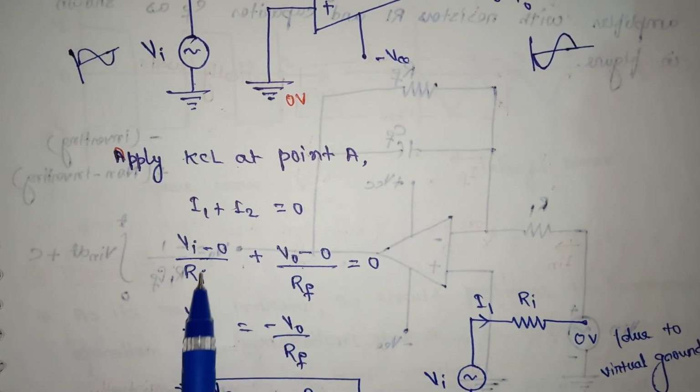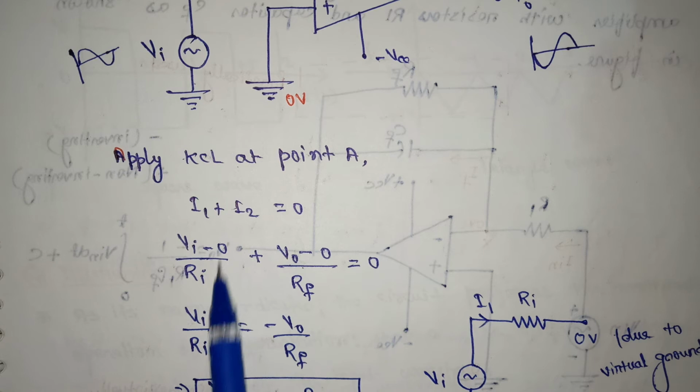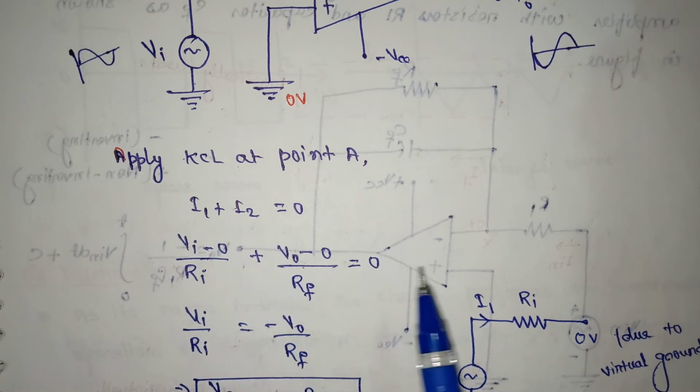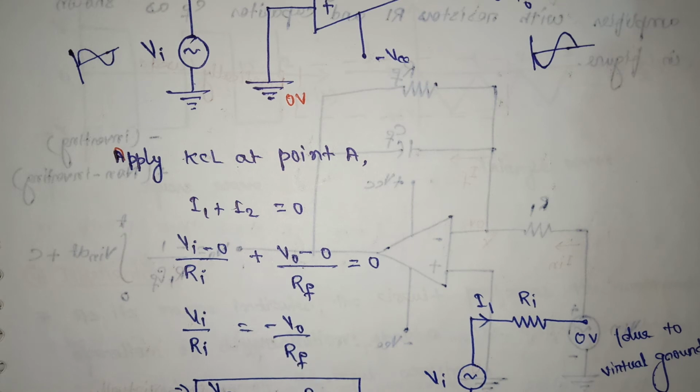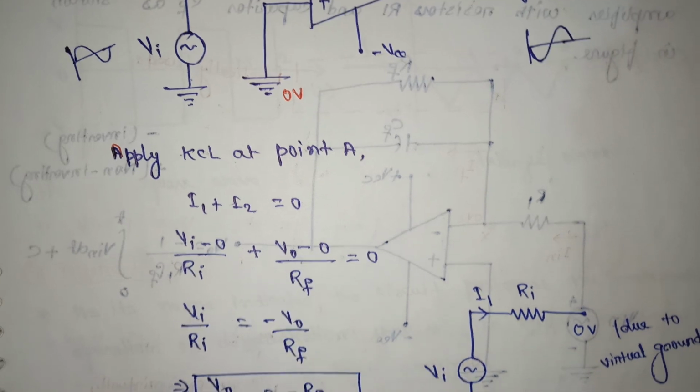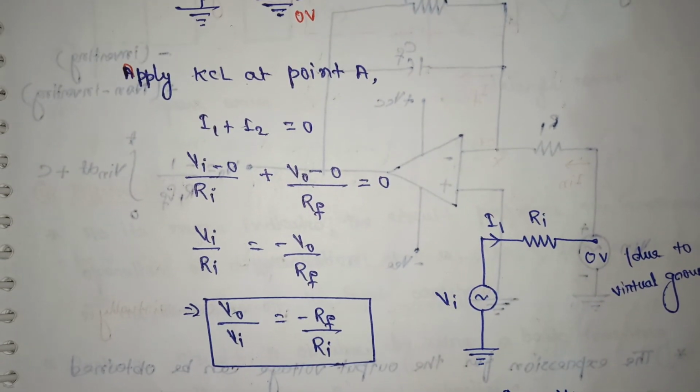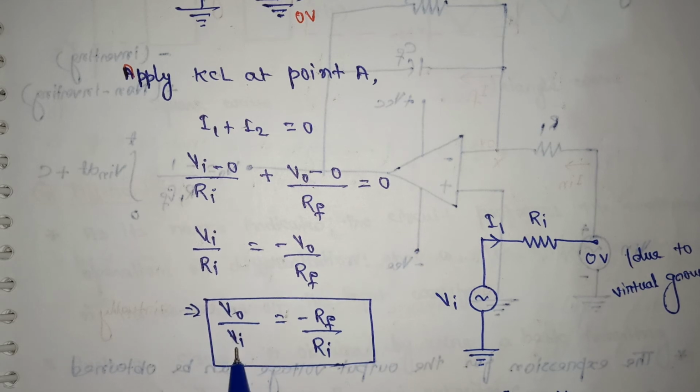So when we separate this, Vi by Ri is equal to, when it comes to this side, the plus becomes minus, minus V0 by Rf. So we know the gain formula, the output voltage by input voltage, that is A is equal to V0 by Vi is equal to minus Rf by Ri. So this is the way to find out the gain for the inverting amplifier.